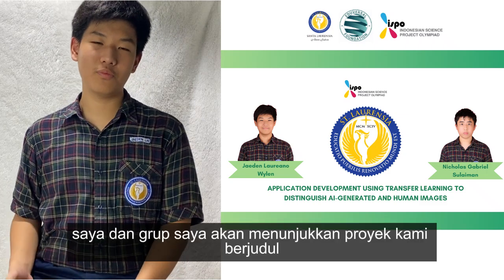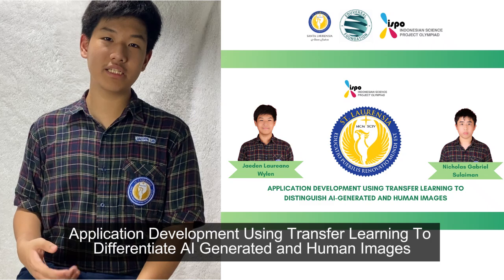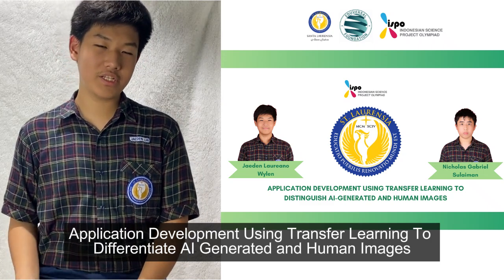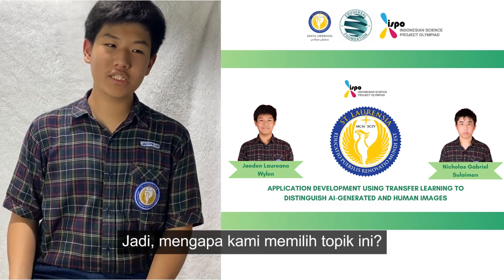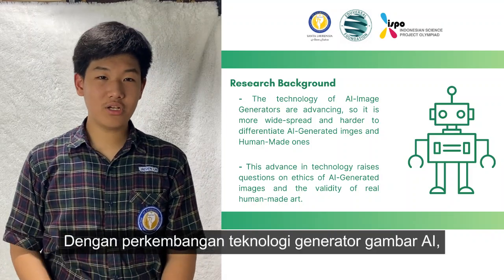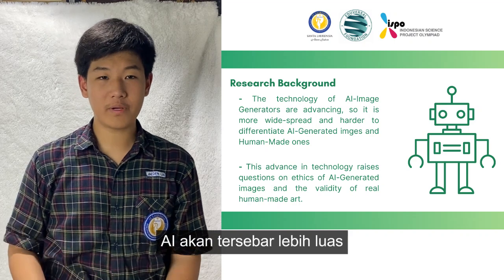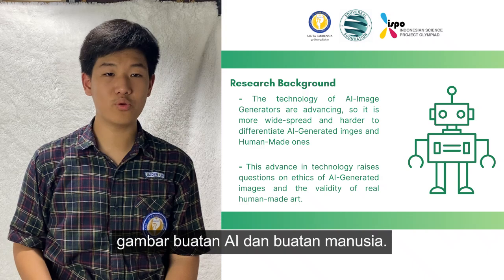Today, me and my group are going to show our project titled Application Development using Machine Learning to differentiate AI-generated and human images. So, why did we pick this topic specifically? First of all, as the technology of AI image generators is advancing, it's going to be more widespread and harder to differentiate AI-generated images and human-made ones.